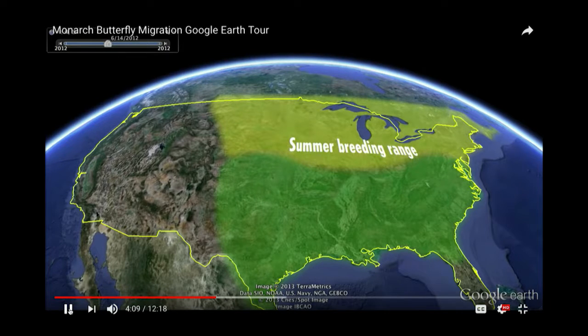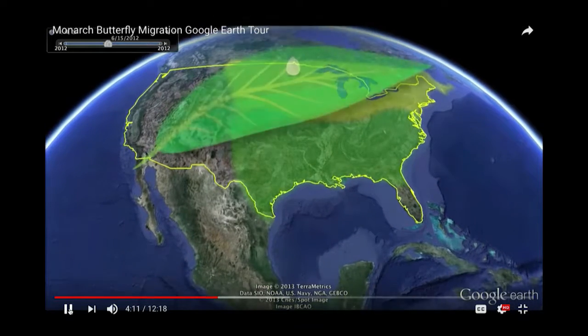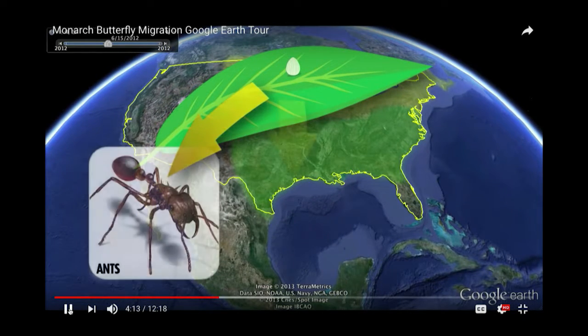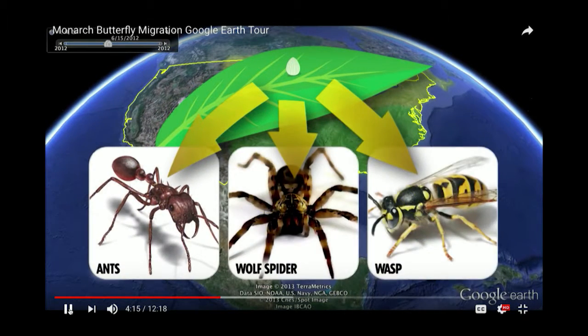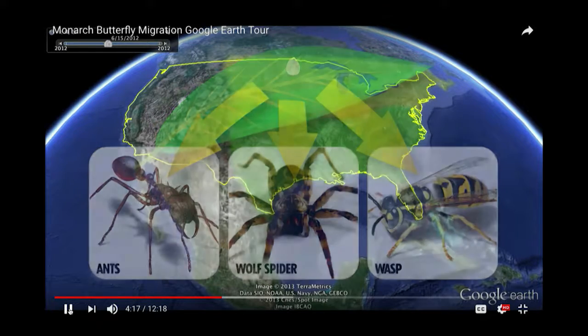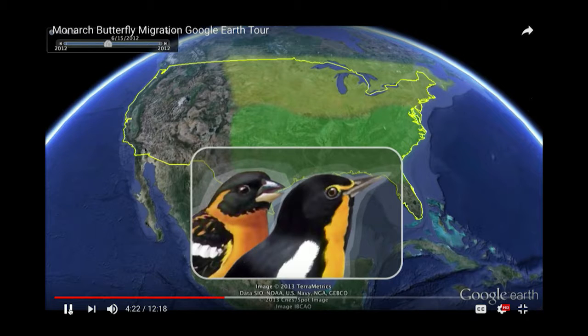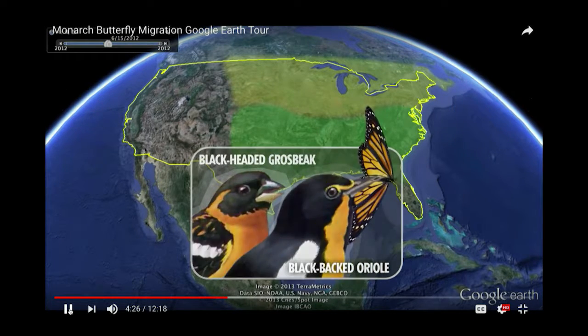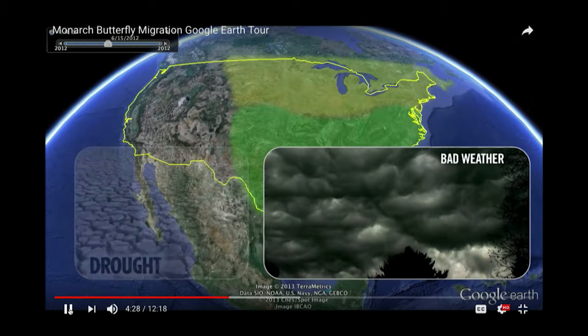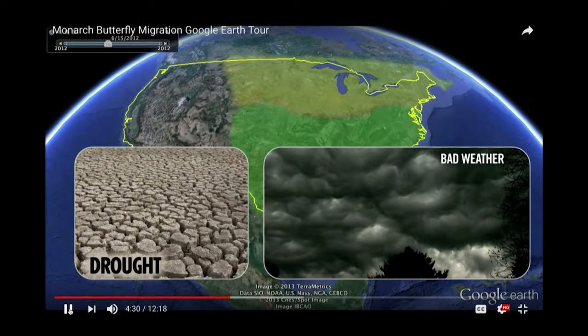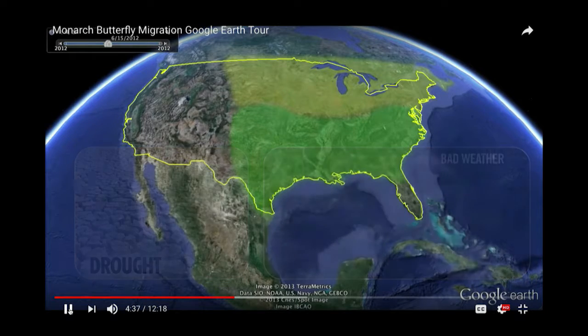The migration is filled with peril. Butterfly eggs are gobbled down by ants and spiders and wasps. Most animals avoid eating the adult monarchs because they taste bad, but there are a couple types of birds that do find them palatable, the black-headed grosbeak and the black-backed oriole. Then there's bad weather. A drought or a really bad storm can decimate the monarch numbers. But perhaps the biggest threat on their journey these days is habitat destruction. And that habitat consists of milkweed.